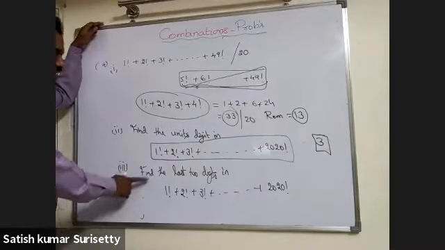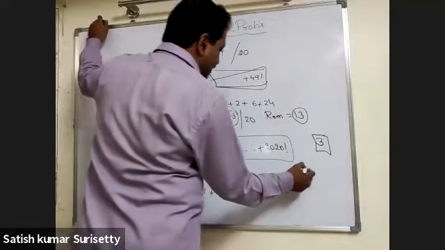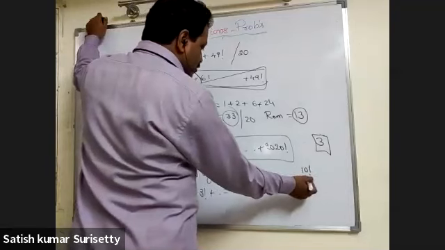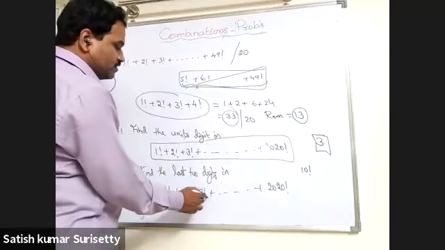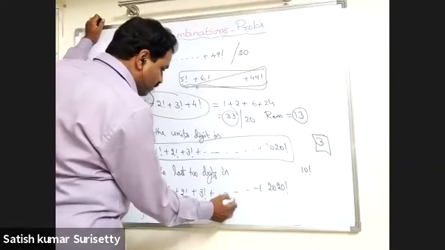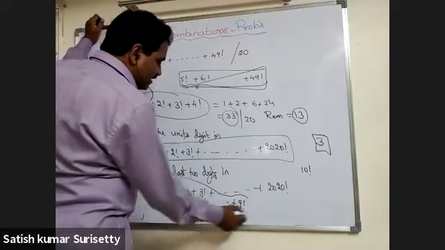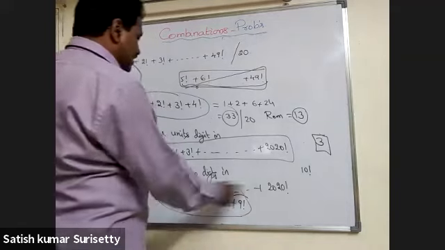But when I want to calculate the last two digits, you have to identify in which factorial 2 zeros will be there at the end. That is 10 factorial, which contains 2 zeros. So till where should I add now? 1 factorial plus 2 factorial plus 3 factorial and so on up to 9 factorial. In this sum, you calculate the last two digits. That will be the last 2 digits of the entire sum.